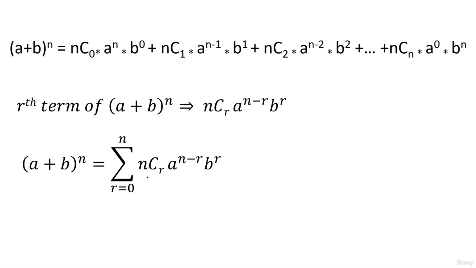Right, guys, you can verify this by taking the value of n as 2, right? So the same thing will happen: 2C0, then 2C1, 2C2, right? 2C0 into a square, then 2C1 into a raised to 1 b raised to 1, 2C2 into b square, right? This is what we'll get.